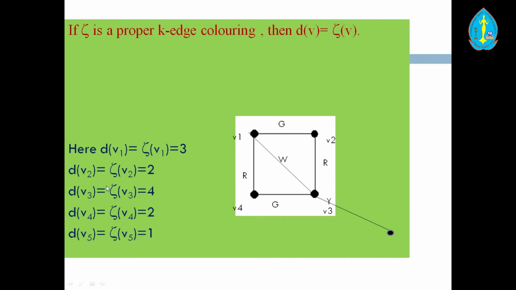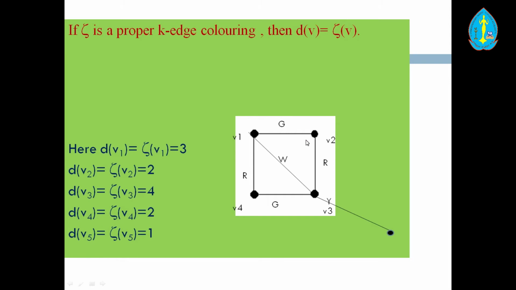Here the degree of V1 is 3 edges, that is these 3 edges incident at V1. Therefore the degree of V1 is 3, and the number of colors represented at V1 is 3. Therefore the degree of V1 equals the number of colors represented at V1, which equals 3. Consider V2: the number of edges incident at V2 is 2.